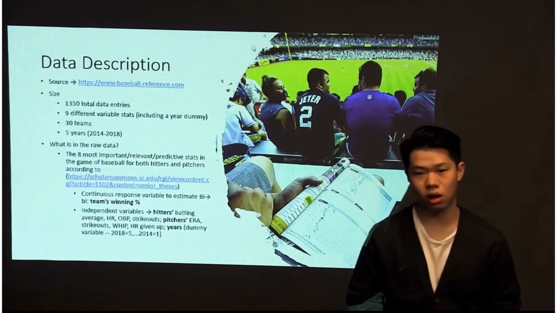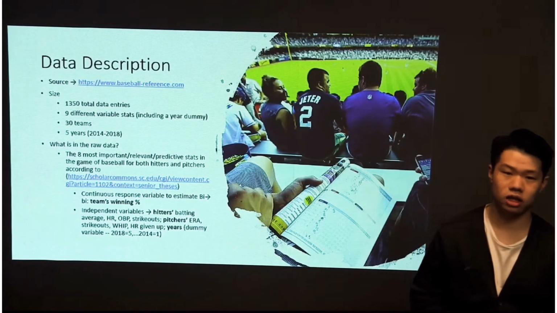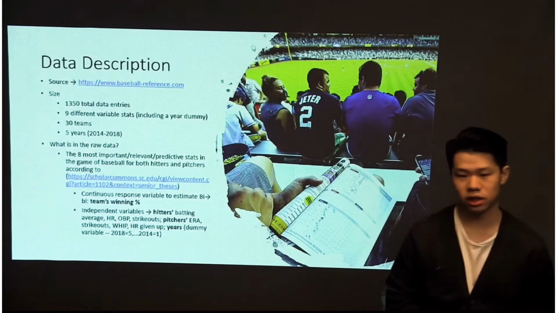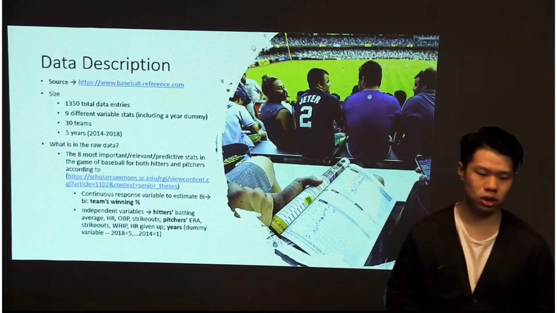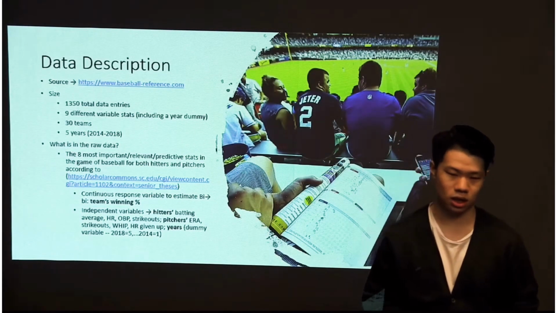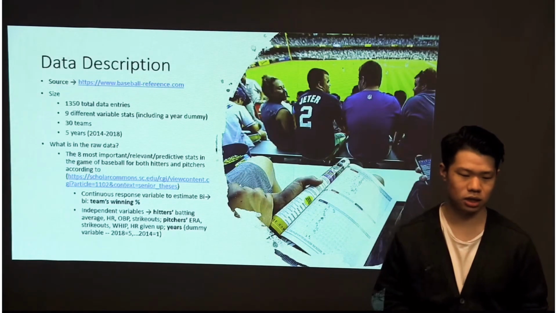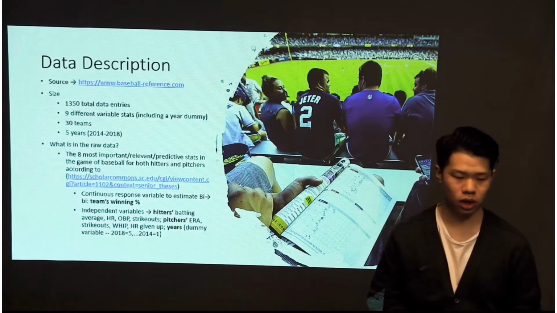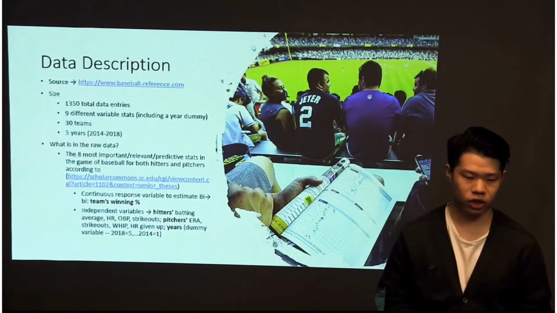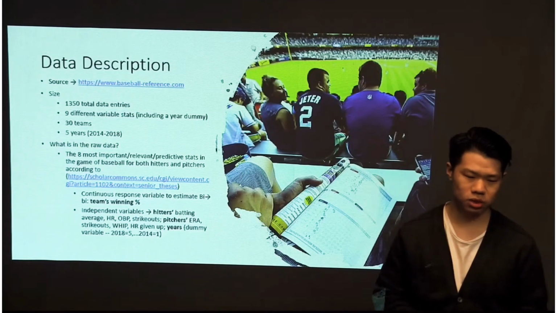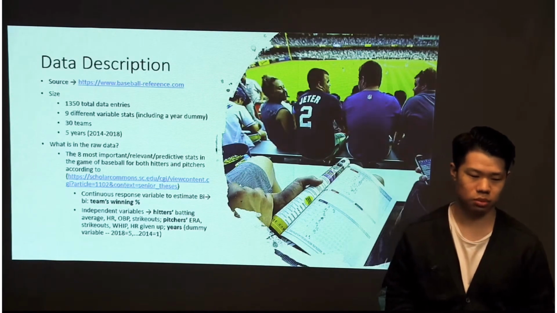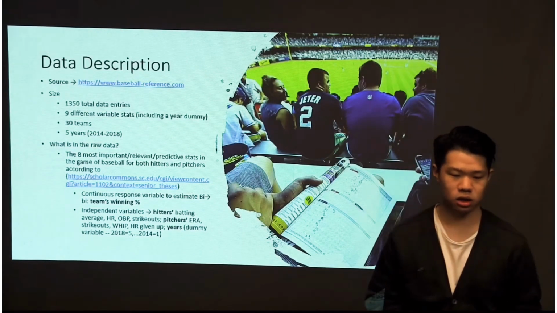So what's in the raw data? In the raw data, there are 8 most important statistics in the game of baseball for both hitters and pitchers. And the continuous response variable to estimate the beta is the winning percentage. And for the independent variables, there are hitters' batting average, HR, OBP, strikeouts, and pitchers' ERA, strikeouts, WHIP, HR given up, and years as the dummy variables.